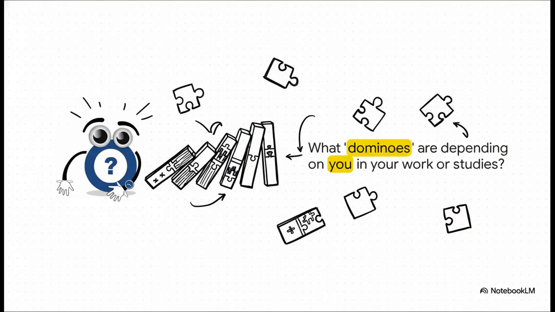And that leaves us with one final question to think about. And it's one that's worth asking yourself, whether you're in school or you're a professional out in the world. What dominoes are depending on you right now? Who's waiting for your piece of the puzzle so they can even start theirs? Because understanding that is the hidden logic of the strict deadline.